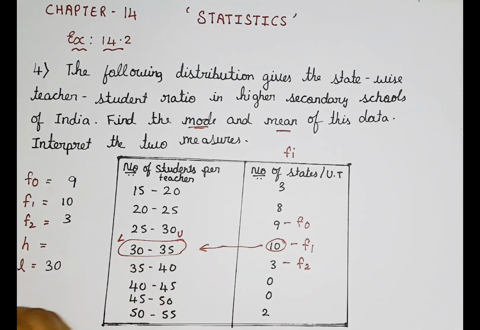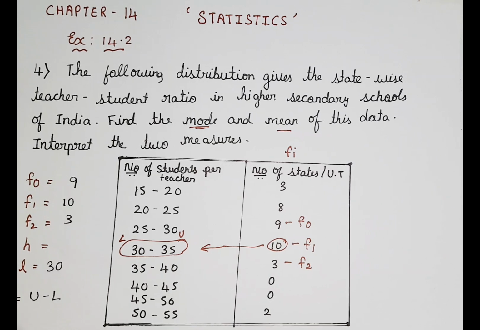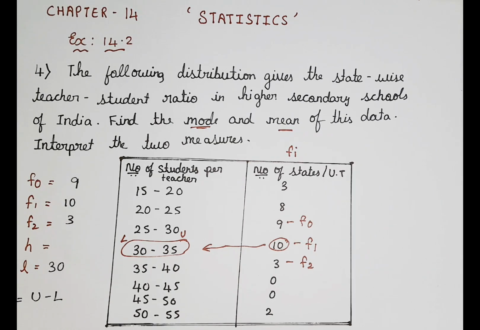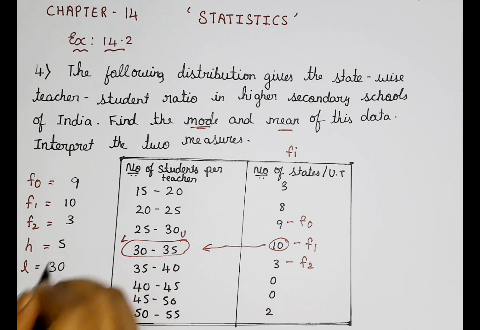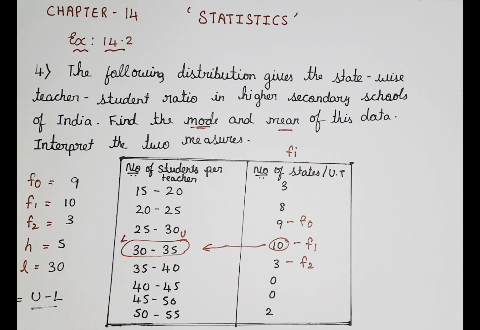How to find the H value? It is literally easy: upper limit minus lower limit. This is how we find the H value. So you can just take this one: 35 minus 30 is going to be 5. So I'll write 5.